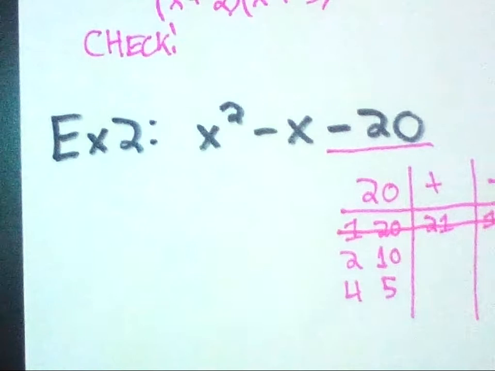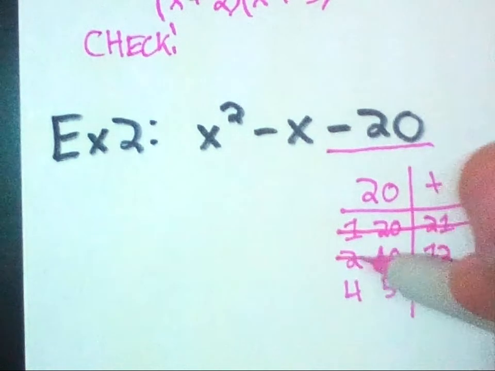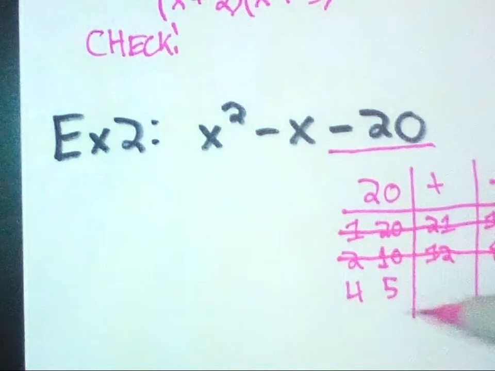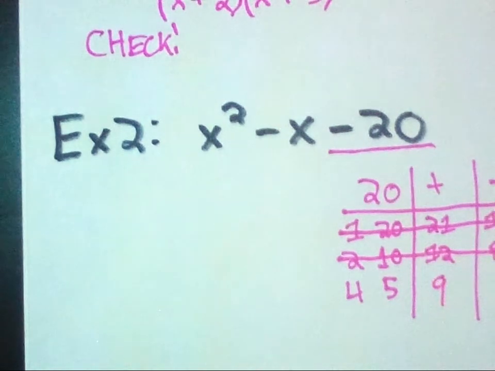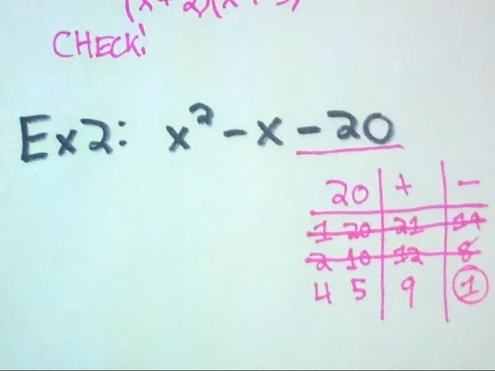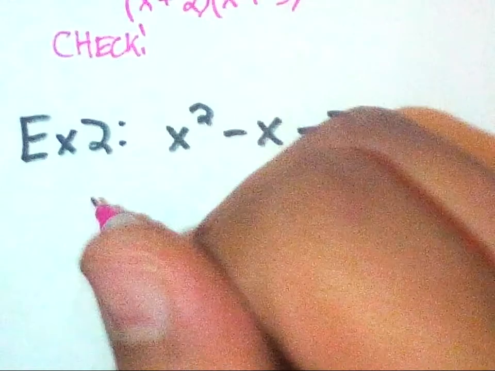All right, well, 2 and 10. 10 plus 2 is 12, and 10 minus 2 is 8. Again, that didn't produce 1. So we better hope that this produces it, otherwise we got problems. 5 plus 4 is 9. Uh-oh. But 5 minus 4 is 1. There it is.